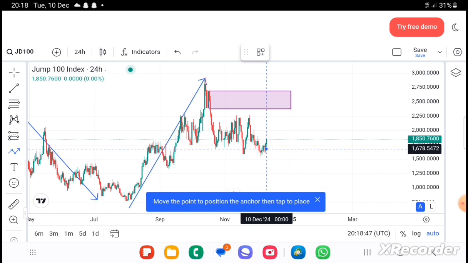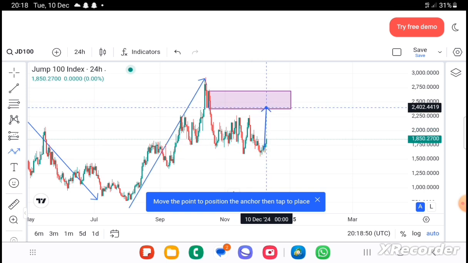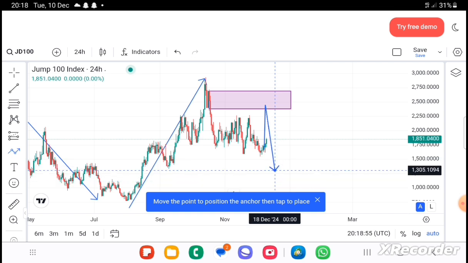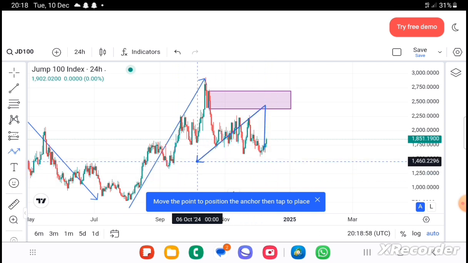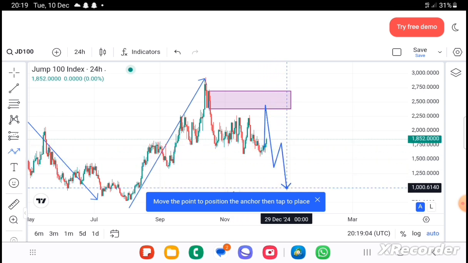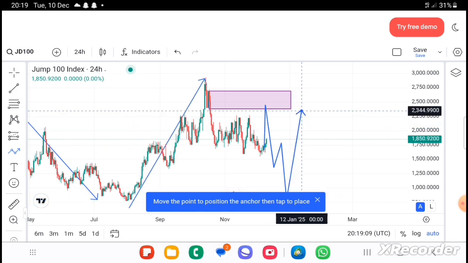I'm expecting price to go up to this area and then bounce off and come down. Right, price might come to this side again, okay, and then go up a bit and then fall down. Yeah, and then a major reaction that will take price up. Yeah, so that's the outlook for Jump 100 as well. So if you want to take a trade on it, currently at the level that it is, it is still bullish.